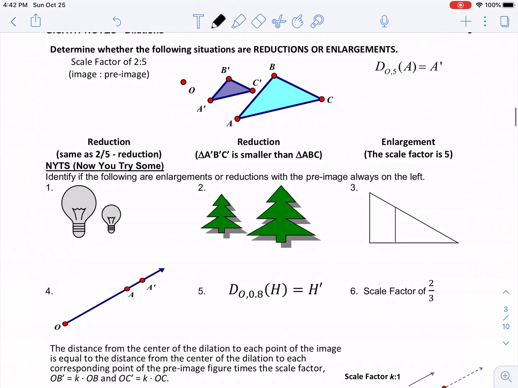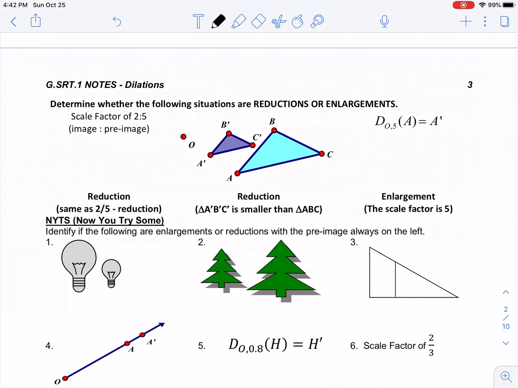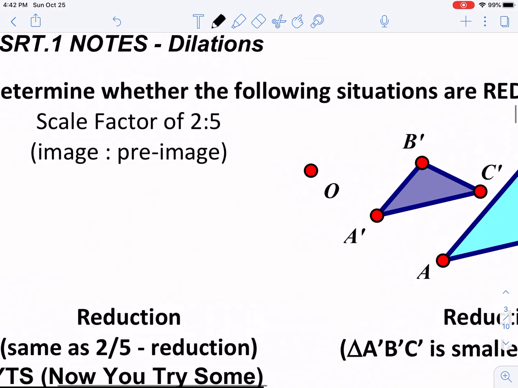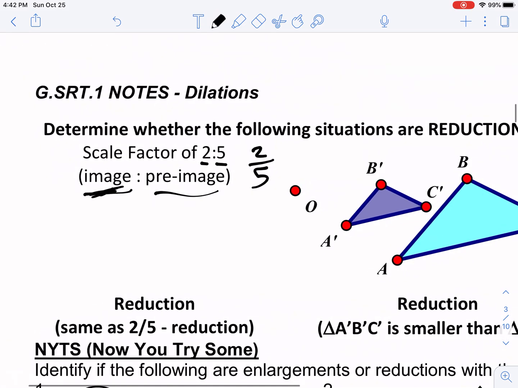Okay. Then lastly here, before we get into more examples tomorrow, being able to determine whether the following situations are reductions or enlargements, okay? If I'm given a scale factor, remember it goes from the image to the pre-image, of 2 to 5. That means my image is smaller. If we're writing this as a fraction, this would actually be 2 over 5. That scale factor is less than 1. So actually, we can include that in here.